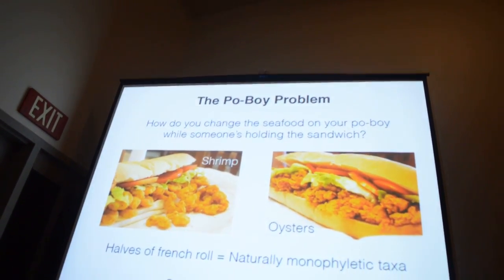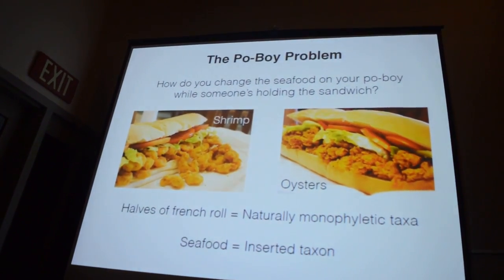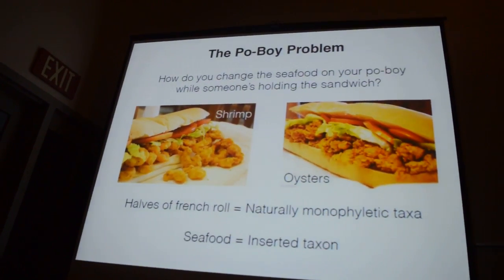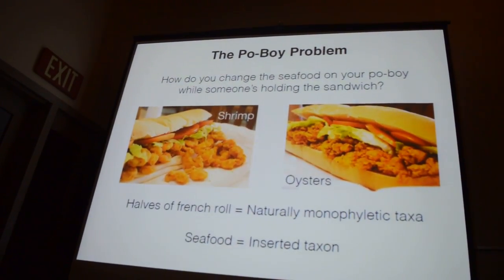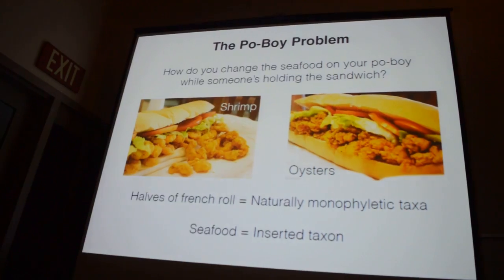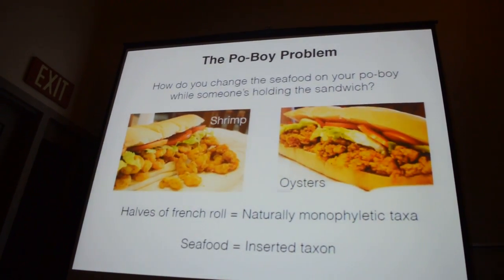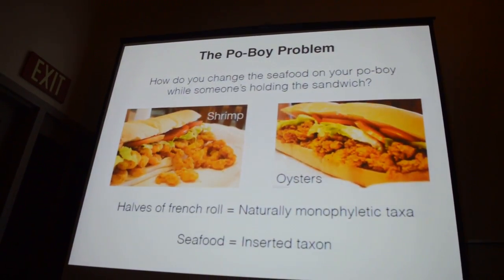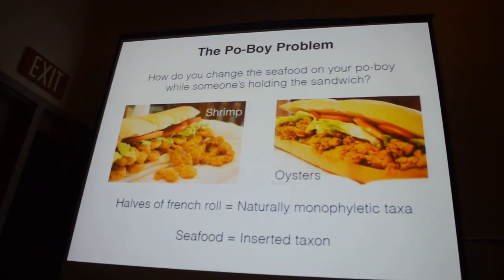So you have to have a way of changing what's actually in the sandwich while that person is still clutching it. The two halves of the French roll sort of represent your monophyletic taxa. The data really don't want to let them apart, but you have to change what's in the middle. And of course, this is a very challenging thing to do.